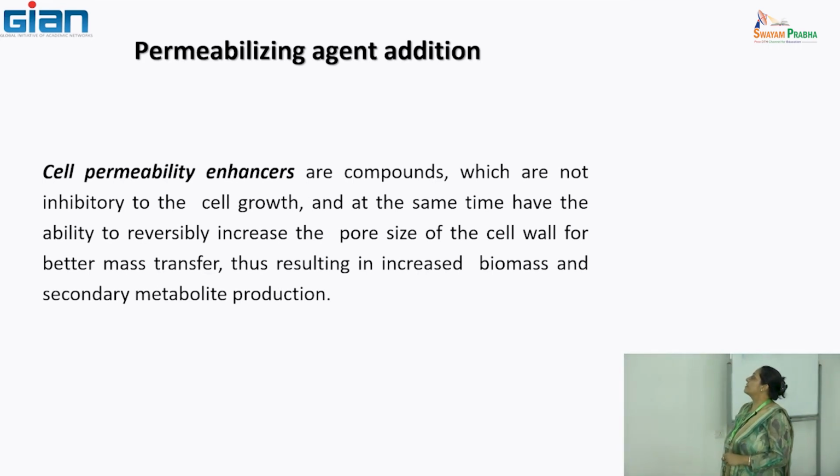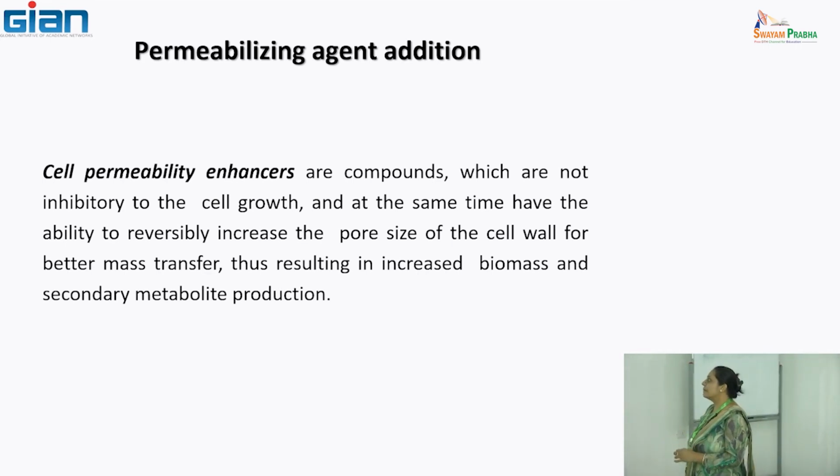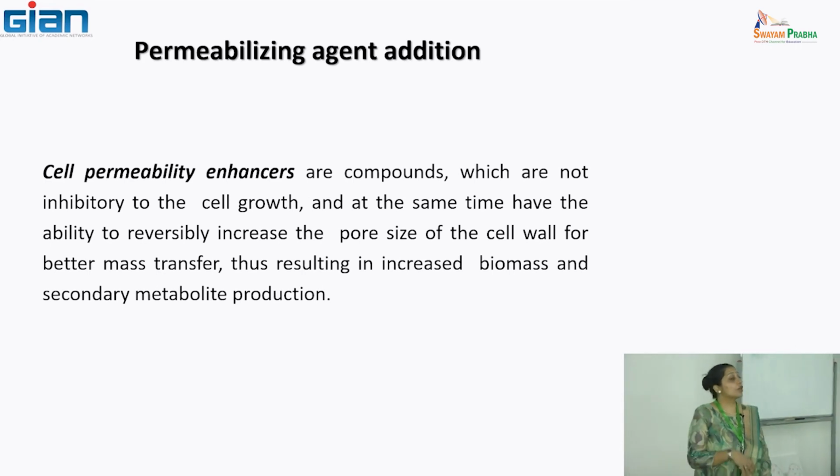So, cell permeability enhancers are compounds which are not inhibitory to the cell growth when added, and at the same time have the ability to reversibly increase the pore size of the cell wall for better mass transfer. So, what all things can happen as a result of it? If there can be transient pores created, there can be better mass transfer of not only the product coming out, but also better mass transfer of the nutrients to and fro. So you may observe that to some extent, this will be helpful in the product leaching out of the cell and increasing better mass transfer in the cellular system.